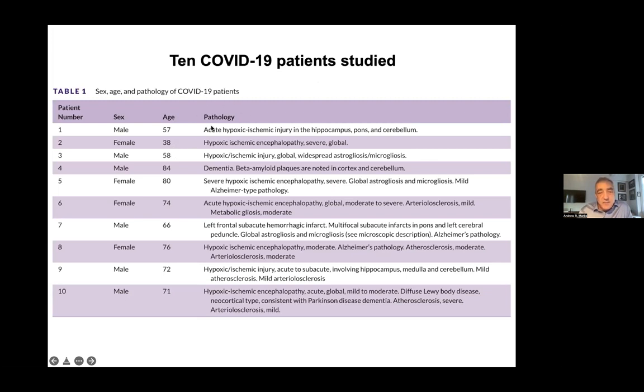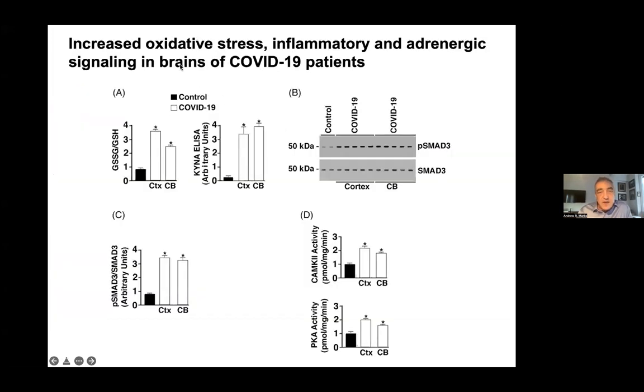And as you can see from the pathology, many or most of them had severe hypoxic brain damage. But nevertheless, we went on and we wanted to study these human brains from the COVID patients. And what we found initially was evidence of increased oxidative stress and inflammatory and adrenergic signaling in the brains of the COVID-19 patients. I should mention that we looked, as others have, for evidence of virus in the brain samples, and we did not see any.